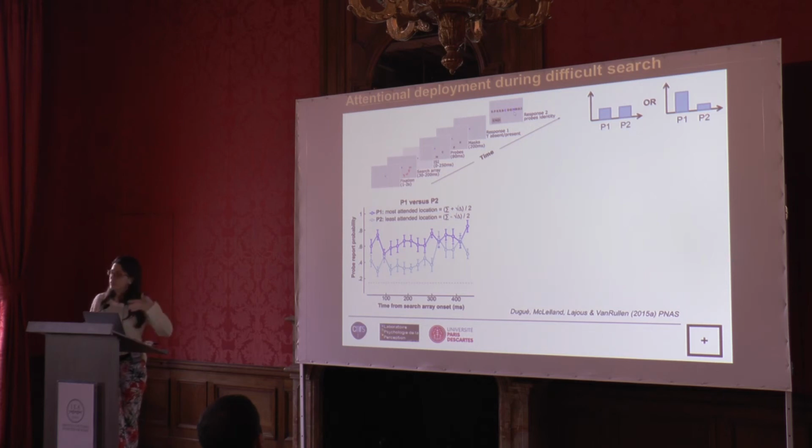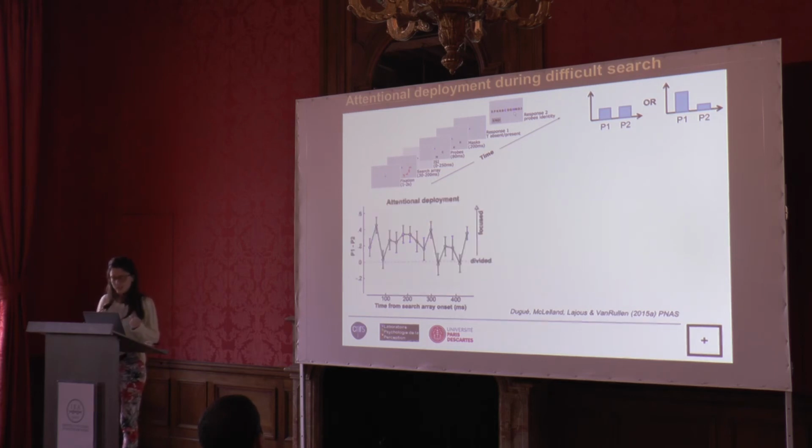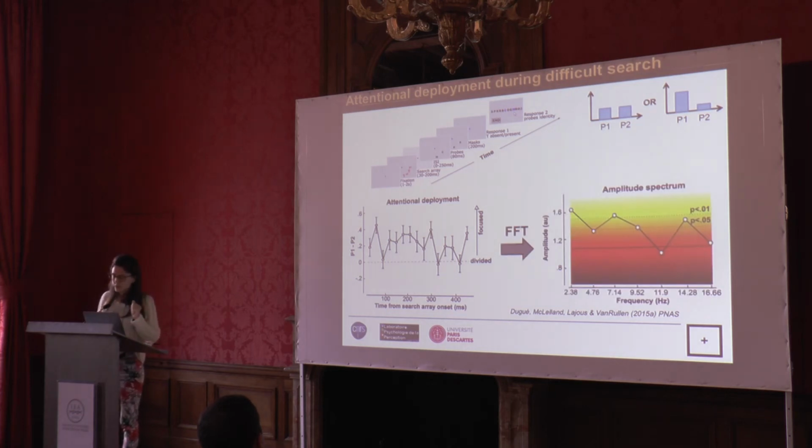Now, we did our classic analysis that you know by the end of the talk. We first looked at the difference between P1 and P2, which means the higher it goes, the more focused attention is, and the more non-uniform attention is. And we did a Fourier transform analysis on this graph and represent amplitude as a function of frequencies with, of course, the resolution that we had based on the different delays that we tried. And the color represents the level of significance.